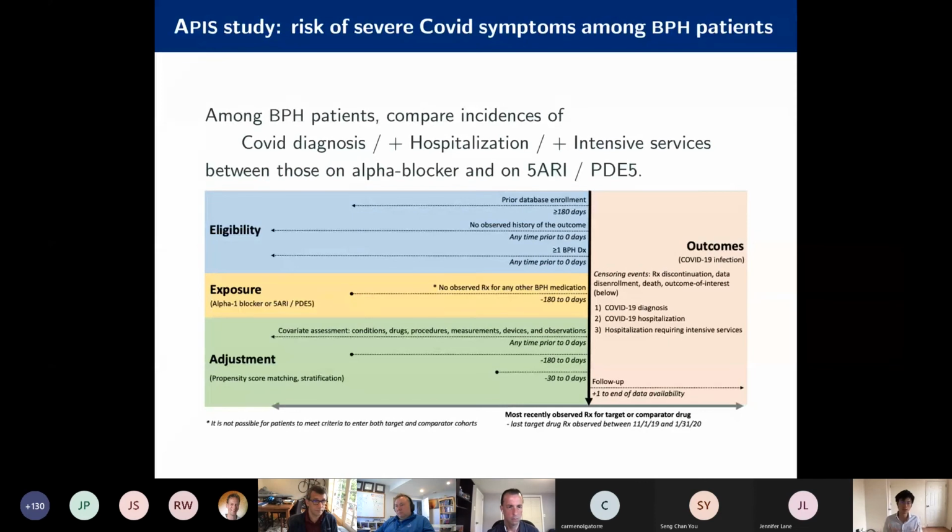So in order to investigate this hypothesis, we decided to identify patients who are using alpha-1 blockers at the onset of the COVID pandemic and compare their risks of severe COVID outcomes to those who are taking alternative medications. And since alpha-1 blocker is primarily used to treat patients with benign prostatic hyperplasia, we chose 5-ARI and PDE5 inhibitors as active comparators. The diagram you see on this slide is the schematic of the prevalent user design we used in our study.